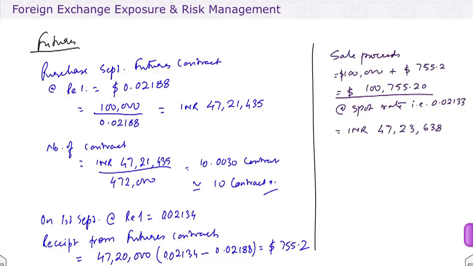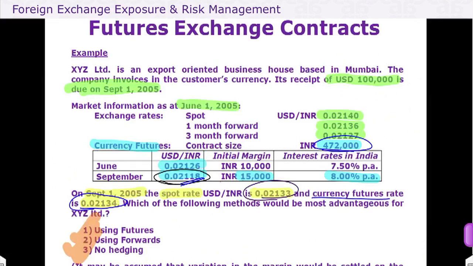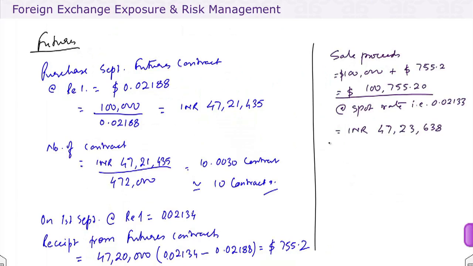Now since you're taking 10 lots, and we said that the margin requirement was 15,000 for a lot, you will be giving a margin of 1,50,000. So in this you would be subtracting the interest payment on margin of INR, how much, 15,000 is given per lot into 10 lots, so 1,50,000 at 8% per annum, as given in the question.